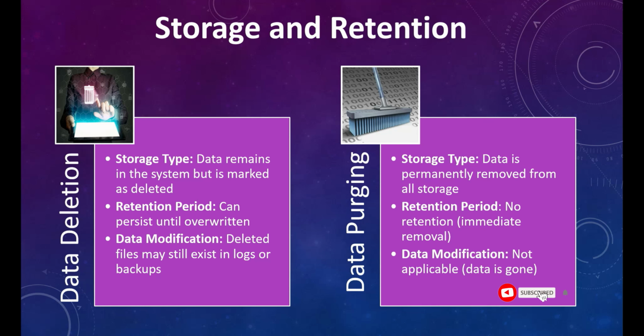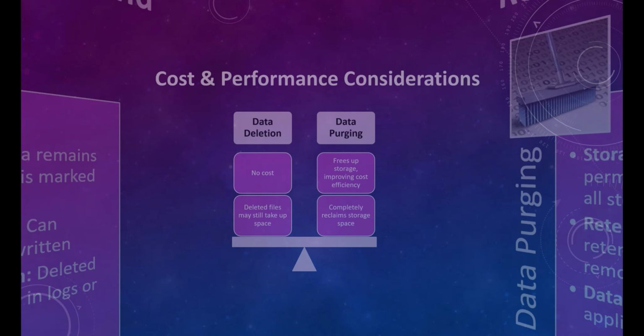Coming to storage and retention, right? What happens here is that the data remains in the system, but it is marked as deleted. In case of data purging, it is permanently removed from all systems. And the retention period can persist until it is overwritten. Okay, here there is no concept of retention period because it is immediate removal. And for data modification, here deleted files may still exist in logs or backups. Okay, but here there is no data modification possible, so it is not applicable and the data is completely vanished.